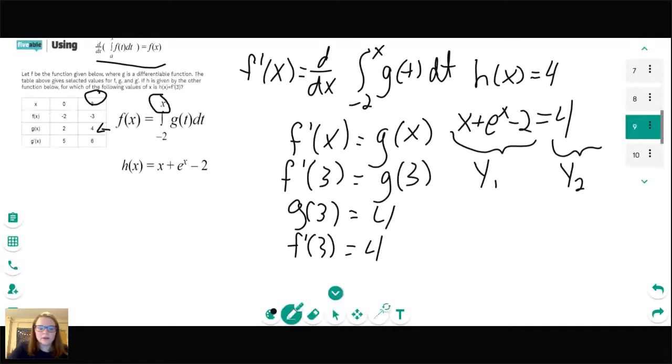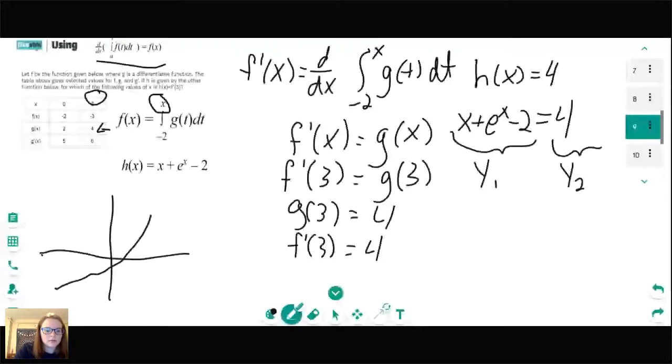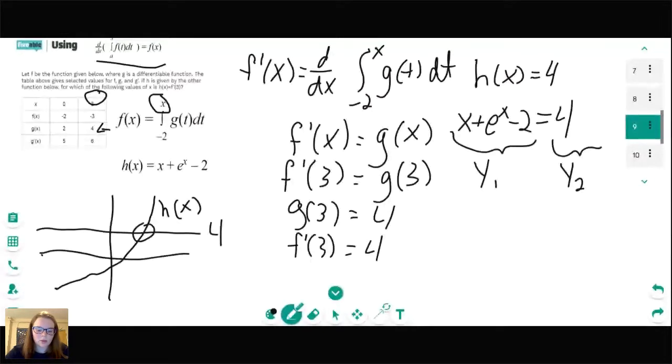Okay, so you should get a graph that looks somewhat like this. This is our function h of x, and then we've got a line here at 4. You're looking for this point right here. In my calculator, it's second trace, intersect. And we get about 1.503. So x is approximately 1.503. That is the x value we need in order to make h of x equal to f prime of 3.